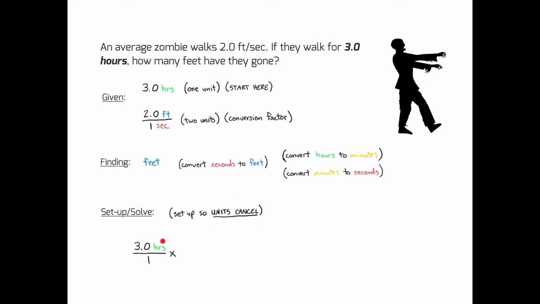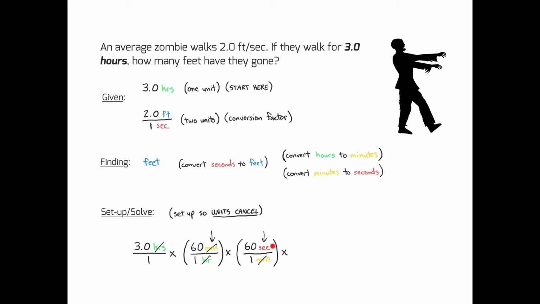We have hours on top here, which means we're going to want hours on bottom here. There's 60 minutes per 1 hour. We have hours on bottom and hours on top. So these hours are going to cancel, and we'll be left with minutes. We know that we have 60 seconds per 1 minute. We put minutes on the bottom so they can cancel with the minutes on the top. So these minutes and these minutes cancel, and now we're left with seconds.